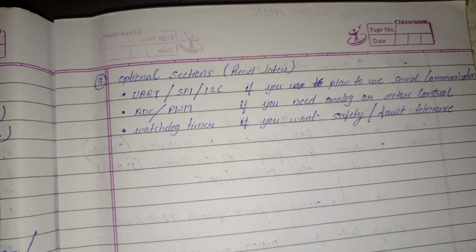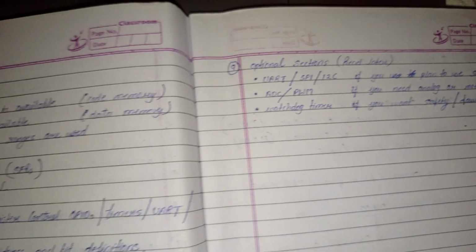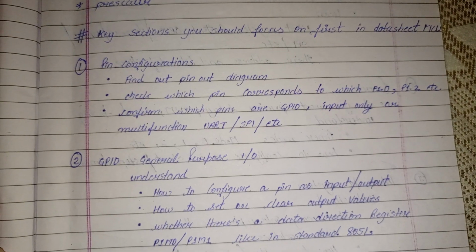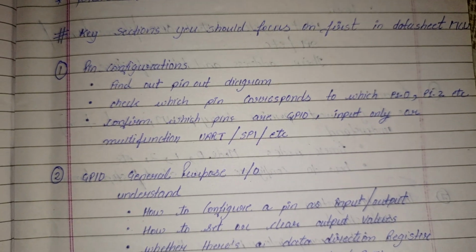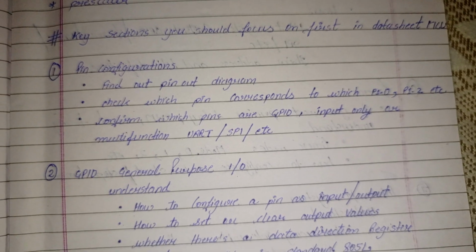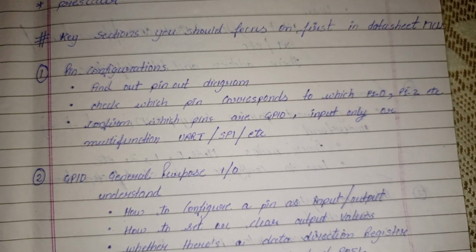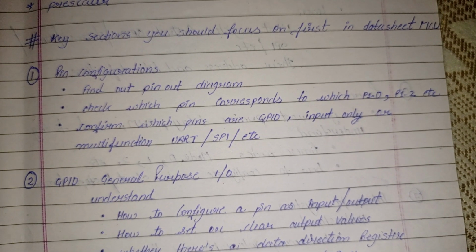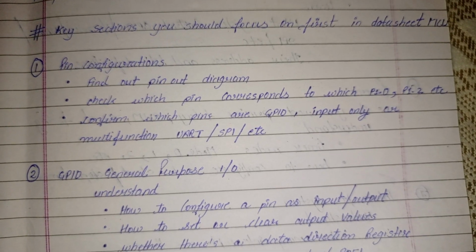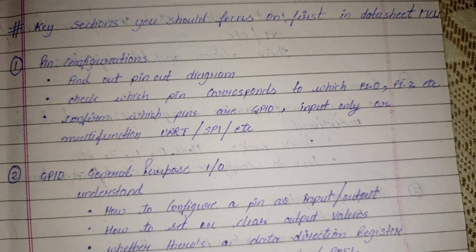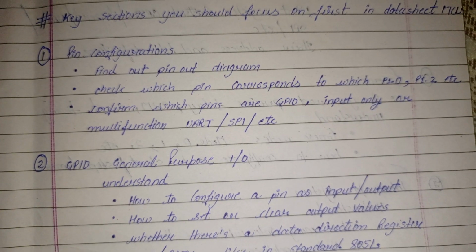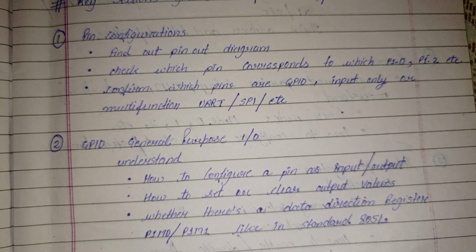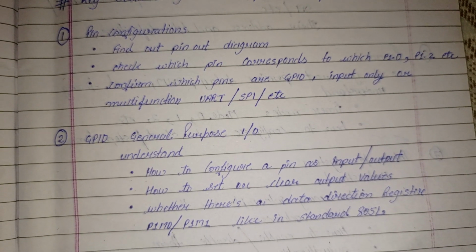If you need to run these things, then you have to study regarding this, but you have to start reading the datasheet from here: pin configuration, clock system. Like in pin configuration, first find out the pinout diagram. Where is the pinout diagram in the datasheet? Check which pin corresponds to which port, like port 10, port 12, etc. Confirm which pins are GPIO, input only, and multifunction, like which pin supports UART, SPI, or I2C, and so on. And how to make the pin output, input, ADC, etc.